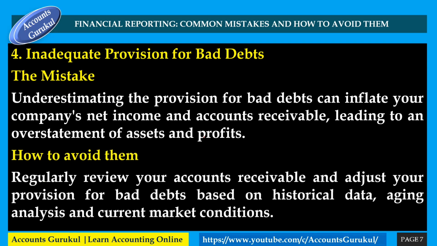Regularly review your accounts receivables and adjust your provisions for bad debts based on historical data, aging analysis, and current market conditions. Just don't create the provision for bad debts in the year. There should be a solid backup for that. You have to review your aging report. You have to get updates from your customers and collection team. You have to see the market conditions, and only then decide how you're going to take the provisions for bad debts. If it's underestimated or overestimated, both are going to create a problem. So, inadequate provisions for bad debts.